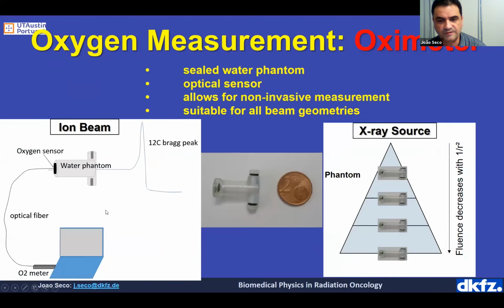So we measured the oxygen depletion in different conditions. In the ion beams, we measured in the plateau region because that's where we want the flash protection. And in the X-rays, we measured it at different distances from the source, achieving a rate of 50 gray per second when we were very close to the source.